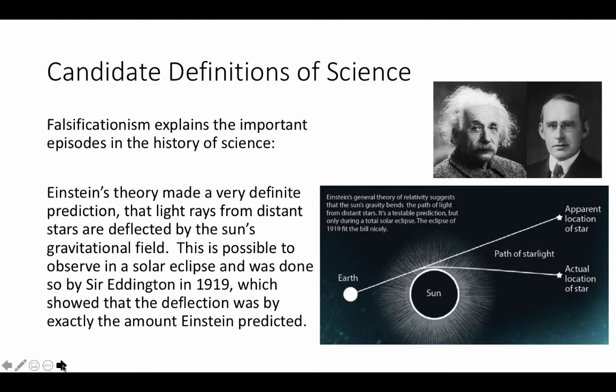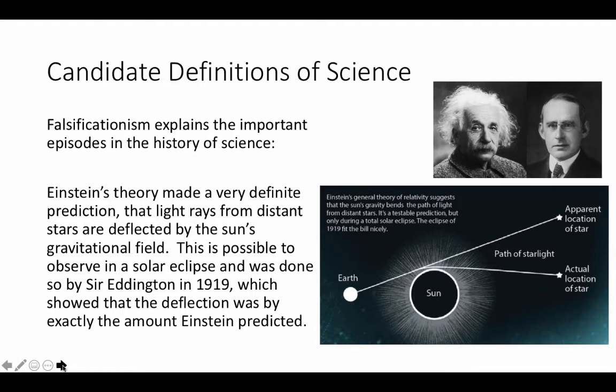And this was successful. So his general theory of relativity made a very definite prediction that light rays from distant stars are deflected by the sun's gravitational field. And this is possible to observe in a solar eclipse. And Sir Eddington did that in 1919. He observed the solar eclipse, and he showed that the deflection was by exactly the amount that Einstein predicted.